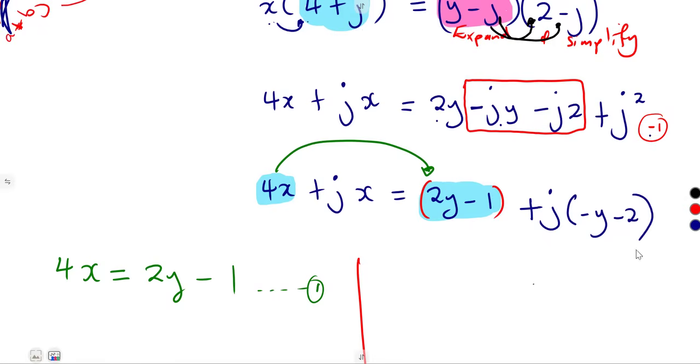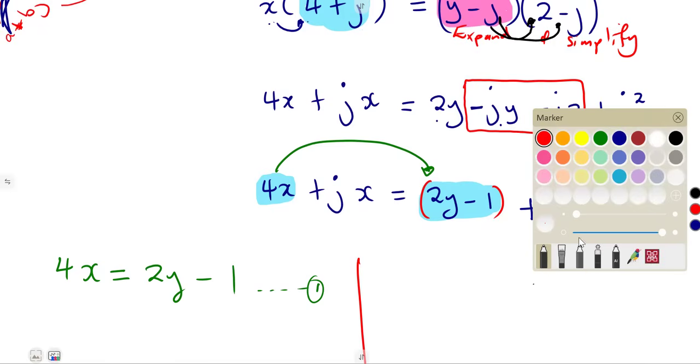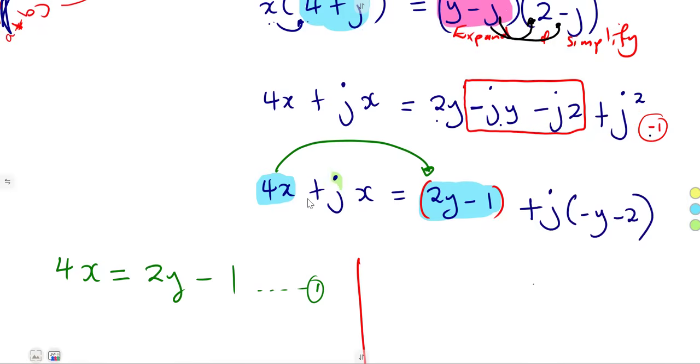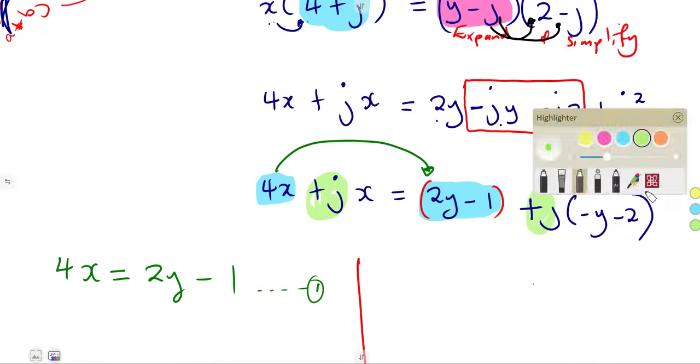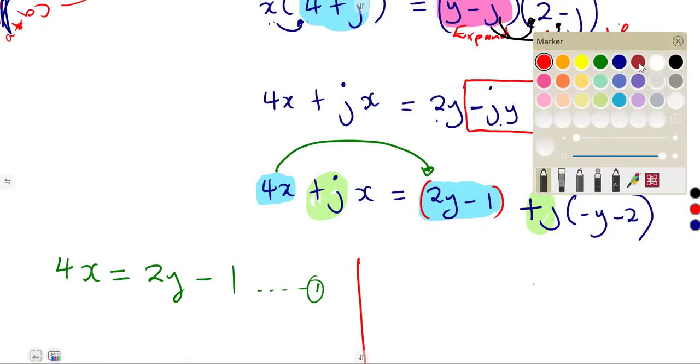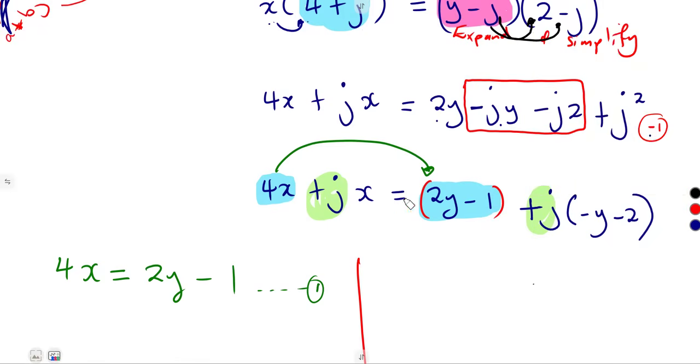Okay, let's see the next part, the j part. The j part, remember, is plus j. So what does it mean? What is remaining is exactly equal: the x is exactly equal to this. So you equate that one. X must be exactly equal to minus y minus 2. That's another equation that you have formed.